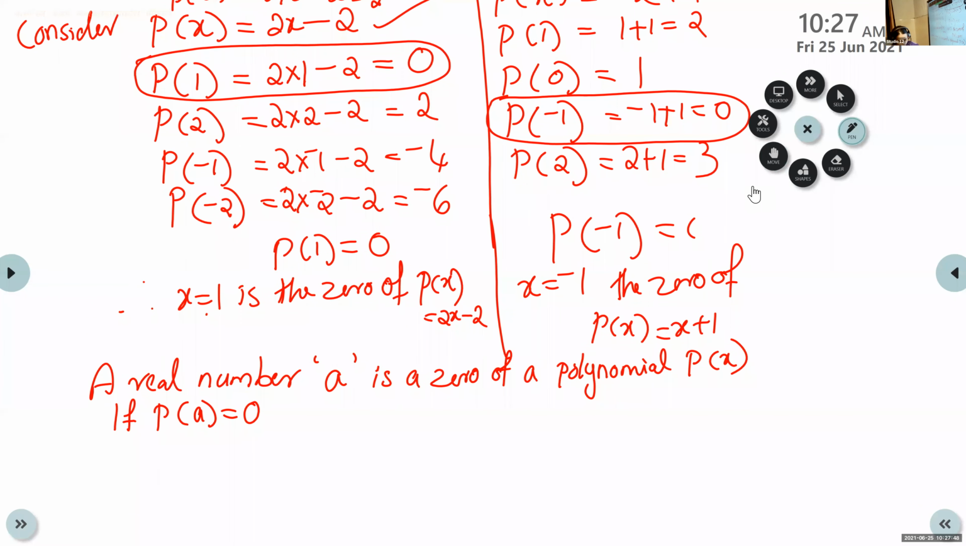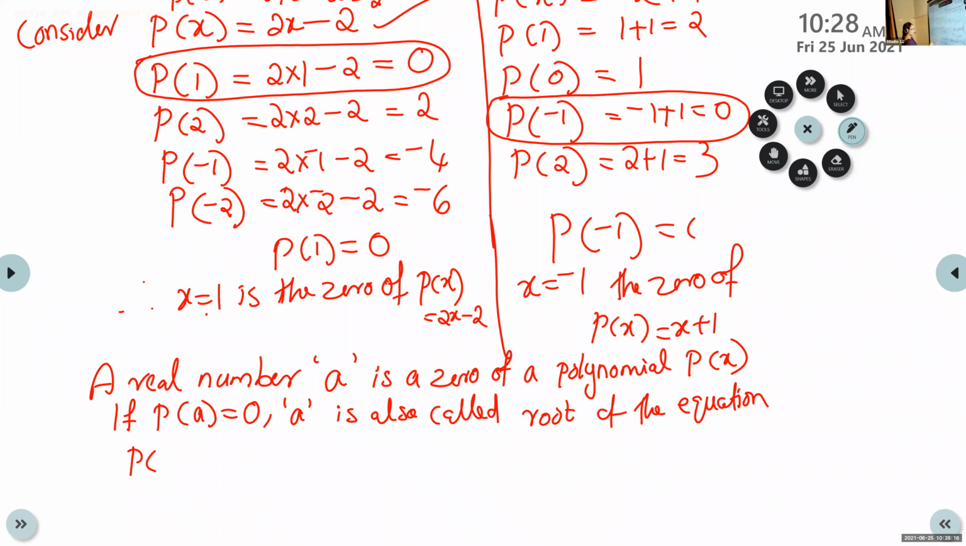A is also called the root of the equation. Root or zero, both are same. When we put p of x equal to zero, it becomes an equation. If we put just p of x, it is a polynomial. Okay? So write this, put this in a box.